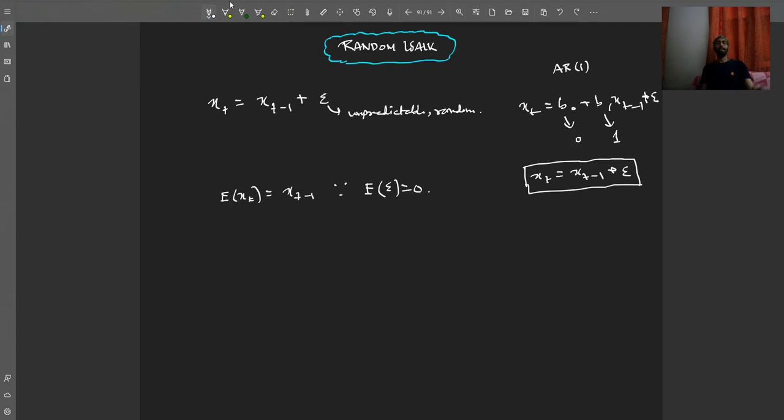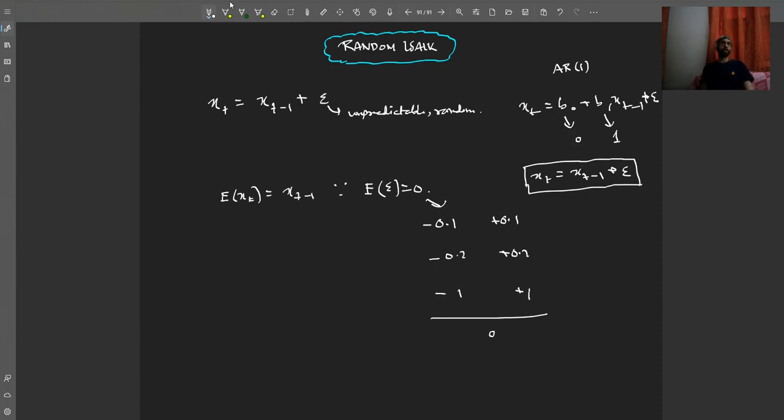It is equally probable that the error will be equal to minus 0.1 or plus 0.1. It is equally probable it will be equal to minus 0.2 or plus 0.2. It is equally possible that it will be equal to minus 1 or plus 1. So if you sum them up, the expected value of this error becomes equal to 0. So the expected value of the error is 0, which means the expected value of xt is equal to xt minus 1.